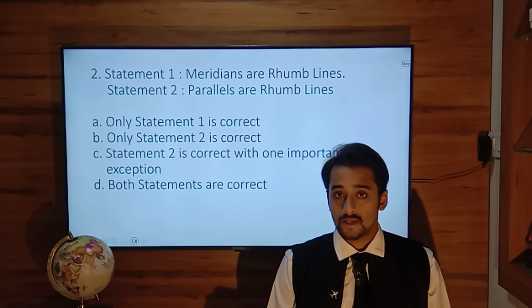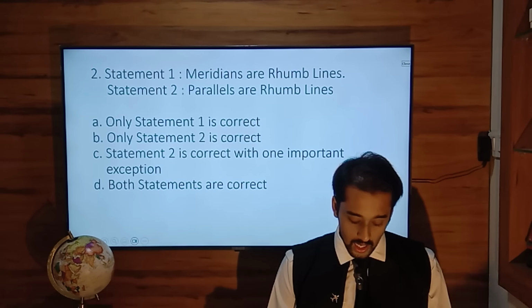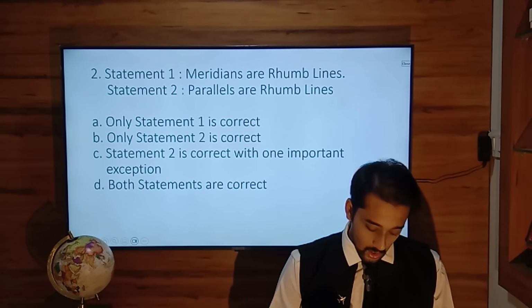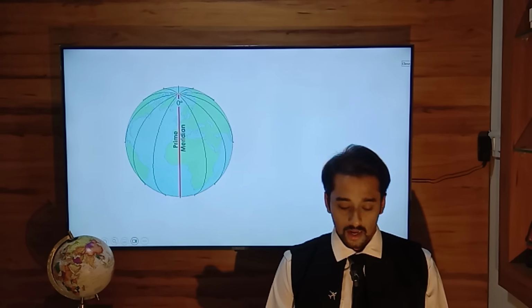Question 2. Statement 1 says meridians are rhumb lines. Statement 2 says parallels are rhumb lines. So let's check statement 1. It says meridians are rhumb lines.